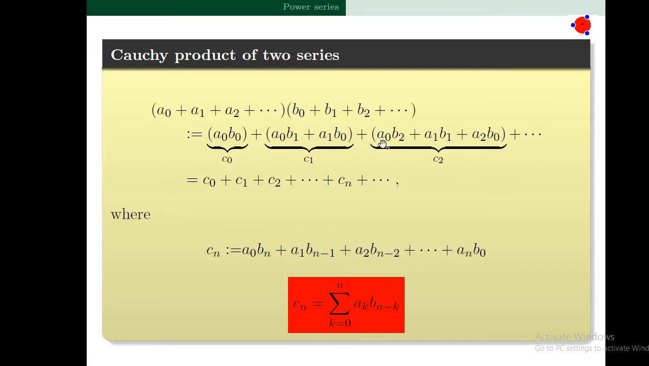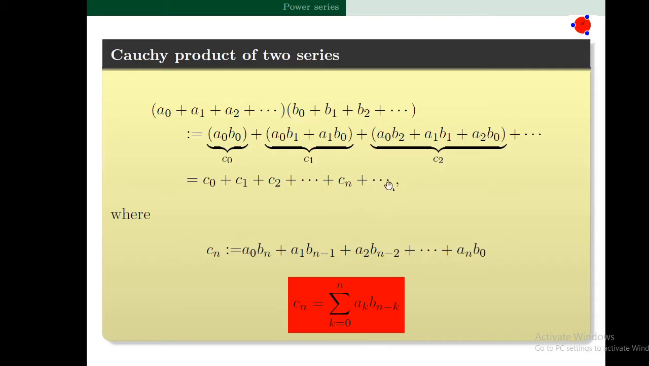And note that the third term, c2, is the sum of three terms, that is a0 b2 plus a1 b1 plus a2 b0. Here the sum of the suffixes of the first term, 0 plus 2, is 2. The sum of the suffixes of the second term, 1 plus 1, is 2. And the sum of the suffixes of the third term, 2 plus 0, is 2. So the Cauchy product of sigma an and sigma bn is defined as c0 plus c1 plus c2 plus etc.